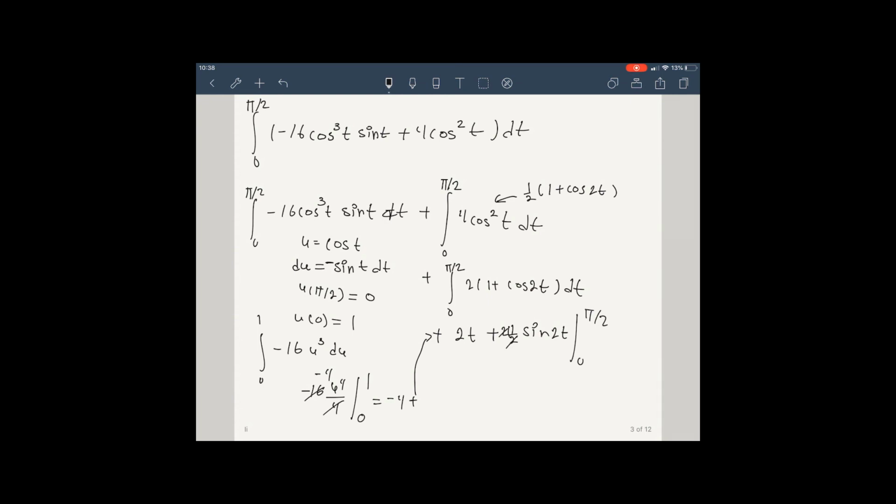So plugging in pi over 2 for the expression, I should get 2 times pi over 2 plus sine of 2 times pi over 2. The 2's cancel, and I'm just left with sine of pi plus pi. And that's 0. So my final answer is pi minus 4.